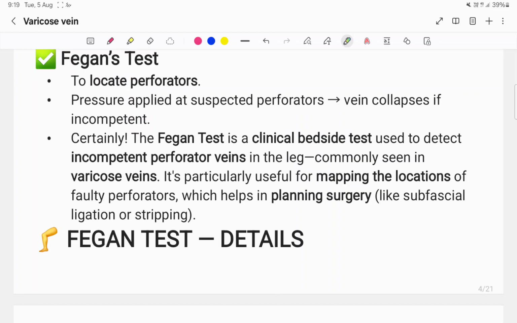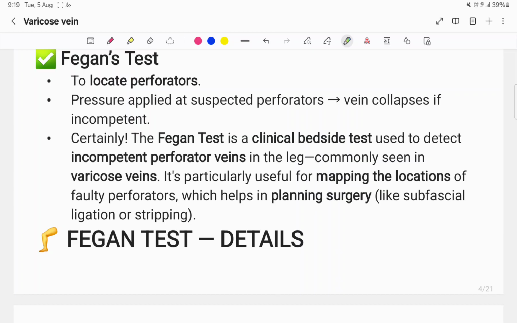In Fagan's test, we locate the perforators first. How to locate? If the patient is allowed to stand on the leg, we examine the site of the perforators, which will show a bulge. We will mark those bulges. Then we will apply deep pressure on the site of the bulge. What happens? With deep pressure, the perforators are closed.